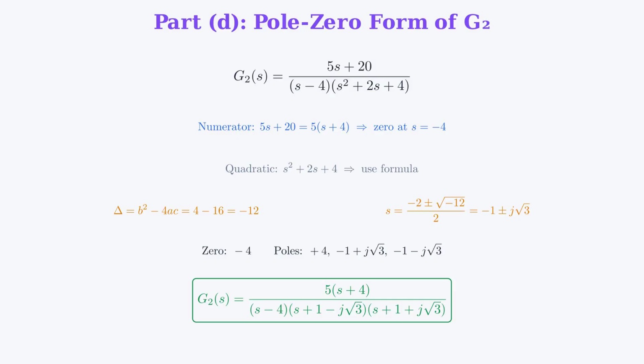The pole zero form is g2 of s equals 5 times s plus 4 divided by s minus 4 times s plus 1 minus j root 3 times s plus 1 plus j root 3.